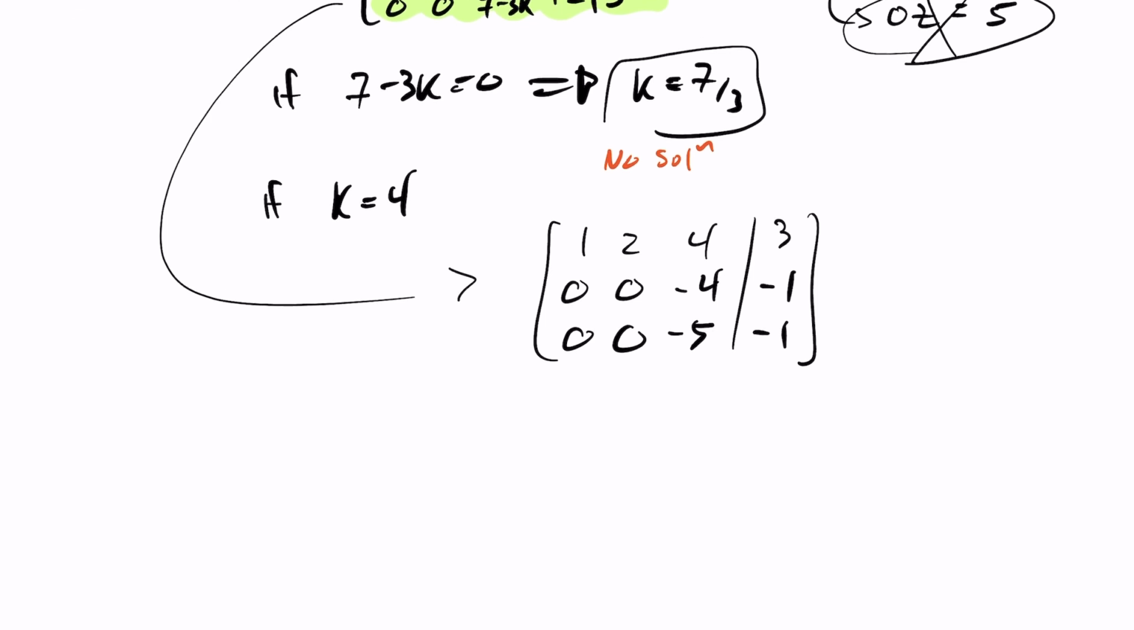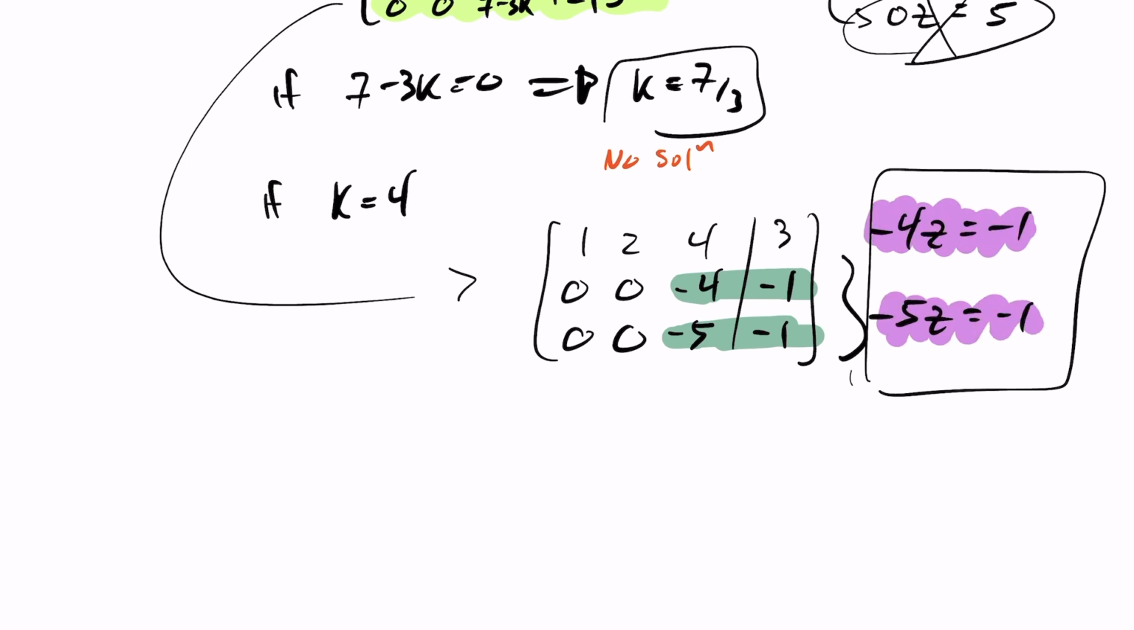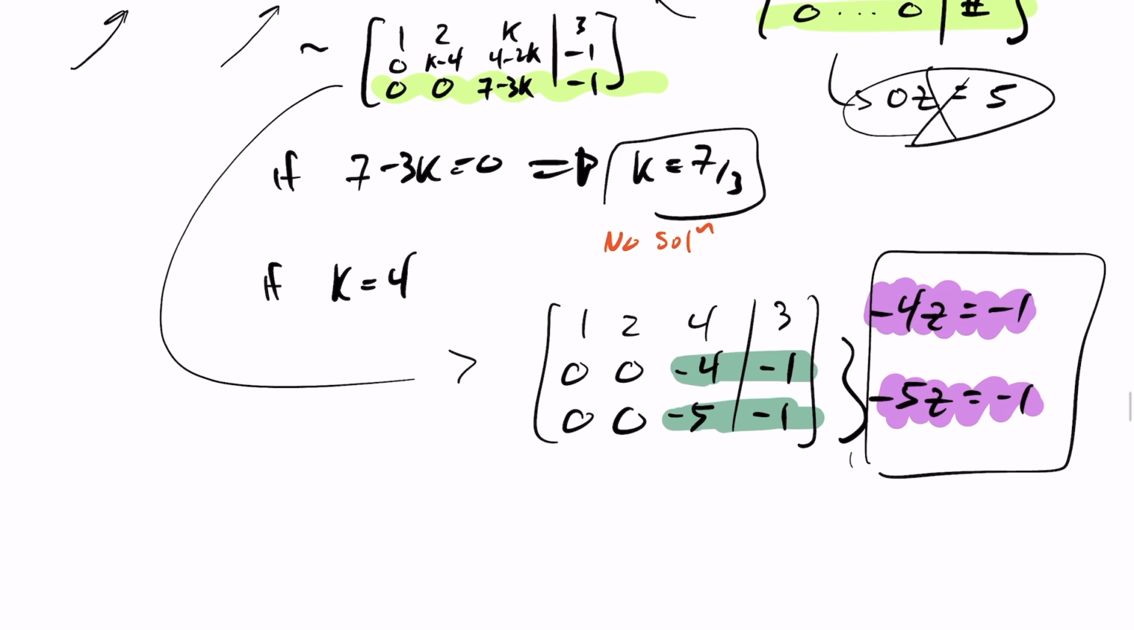So right away, we're going to have another issue that's going to pop up here. If you take a look, these two entries, if you write them algebraically, are going to be negative 4z is negative 1, and this is negative 5z is negative 1. And these are going to give you different solutions, you can see. Obviously one's going to be a fourth and one's going to be a fifth. So again, we're seeing that if k equals 7/3, you have no solution. And also, if k equals 4, we also have no solution.